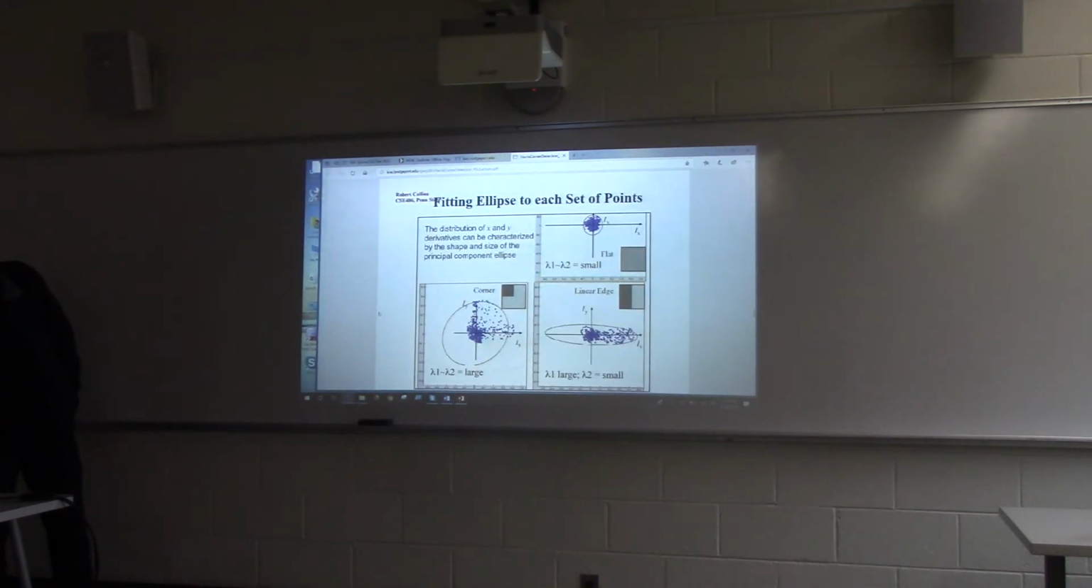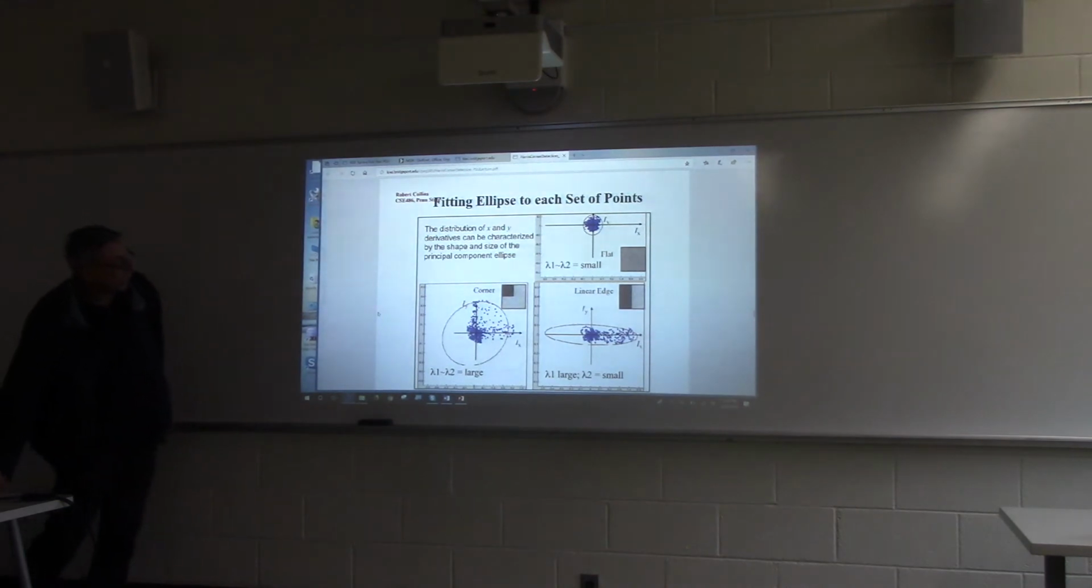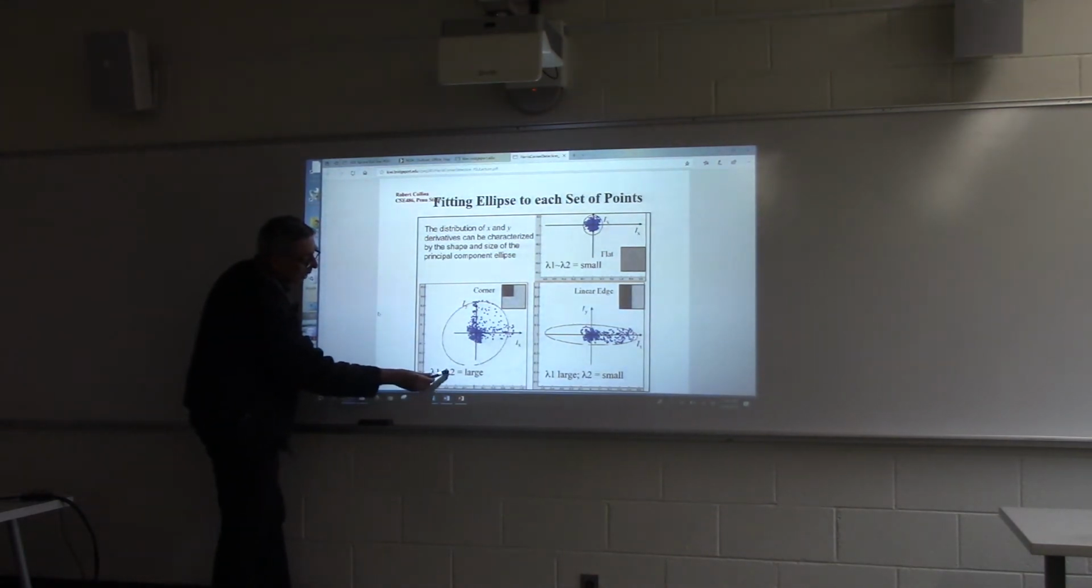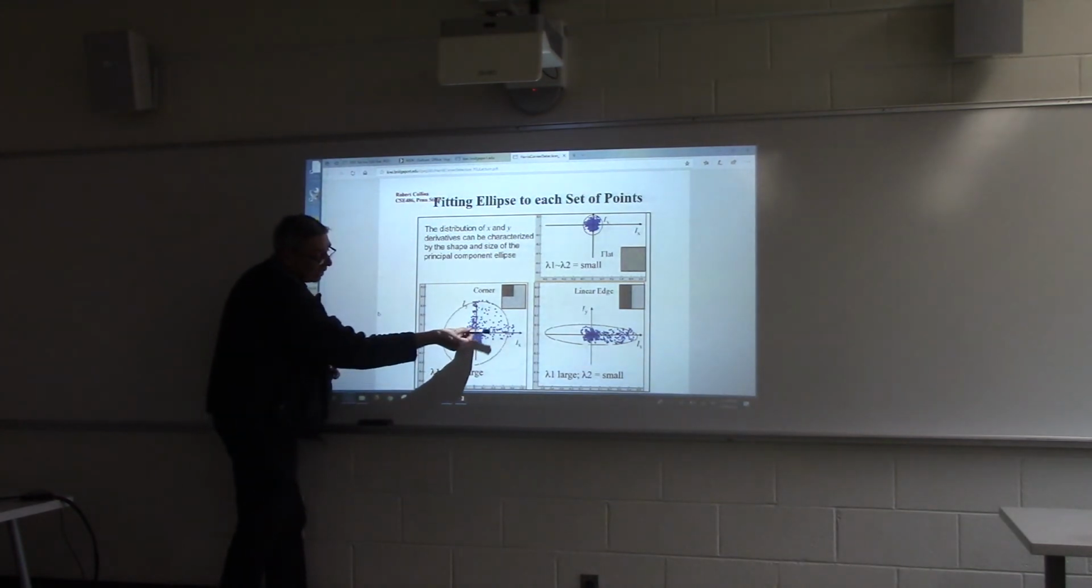So anyway, lambda 1 and lambda 2 are the eigenvalues. As you can see, both eigenvalues, in this direction and this direction.